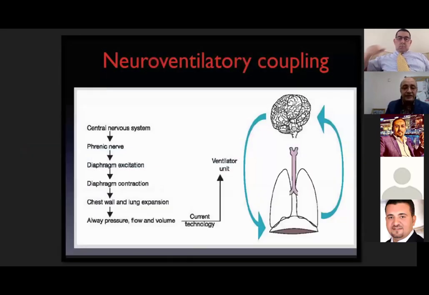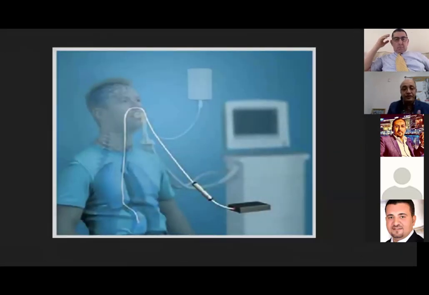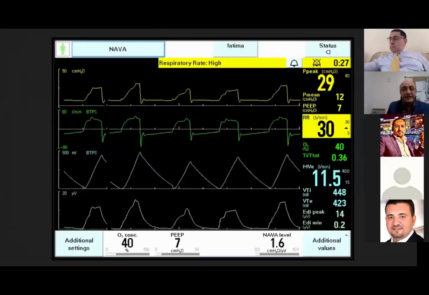That means the respiratory center is controlling the diaphragm, and the diaphragm is controlling the inspiratory time and expiratory time. You can monitor this with a simple catheter that we insert as a nasogastric tube, going to the esophagus and then to the stomach. At the junction between the esophagus and stomach, there is a sensor to sense the diaphragmatic activity. And this is what we mean by NAVA. Look at this screen. The fourth wave here is the diaphragm wave. It will tell you if the diaphragm is working or not.